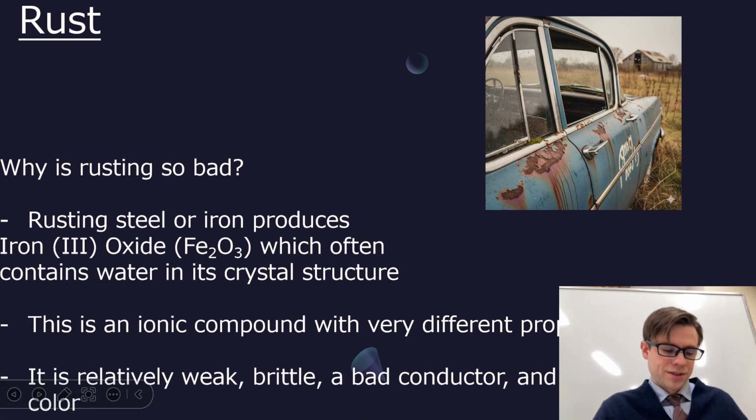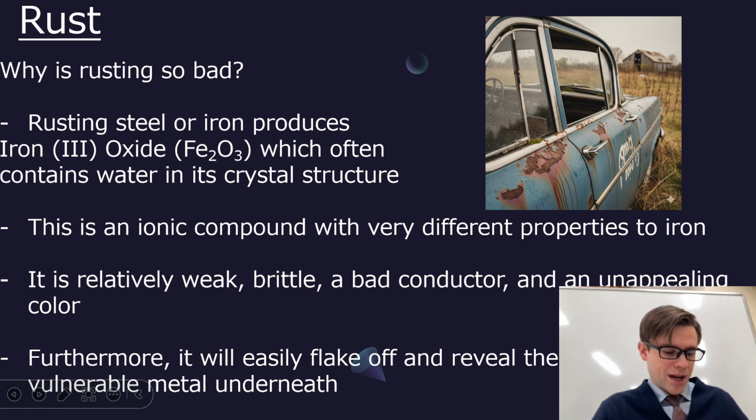So let's talk about rust. Why is rusting so bad and what is it? Rusting of steel or iron oxidizes it. It will produce iron(III) oxide, Fe2O3, which often contains, I think, water in its crystal structure as a kind of hydrate. So Fe2O3 is much more of an ionic compound, with a big electronegativity difference between iron and oxygen. We'll have Fe3+ and O2- in this ionic structure. So that has very different properties to iron.